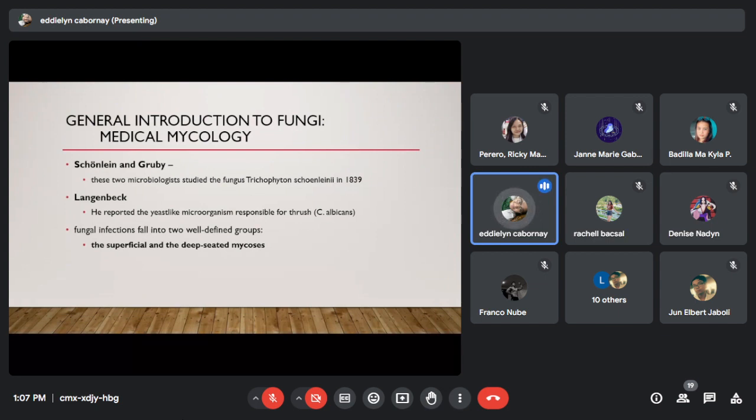Sconlane and Gruby are the two microbiologists who studied the fungus Trichophyton scoveleni in 1839. Langenbeck reported the yeast-like microorganism responsible for oral thrush, the specific organism being Candida albicans. So we have two defined groups of fungal infections: the superficial and the deep-seated mycosis.